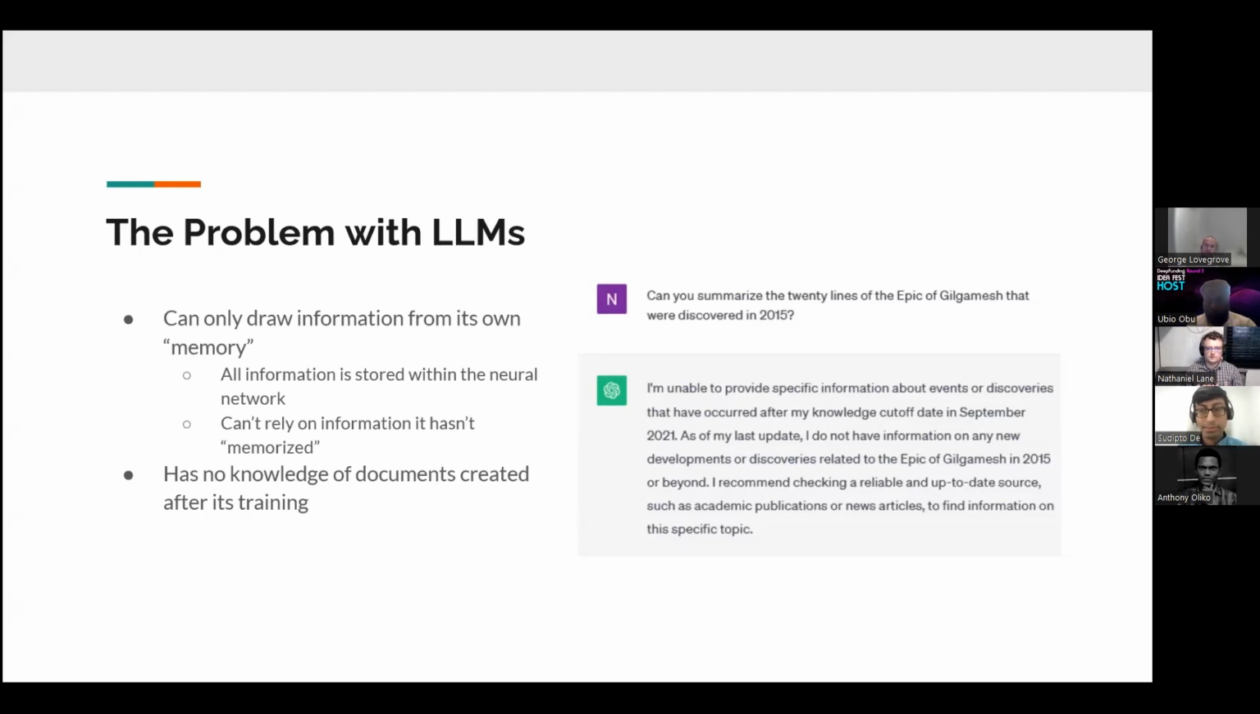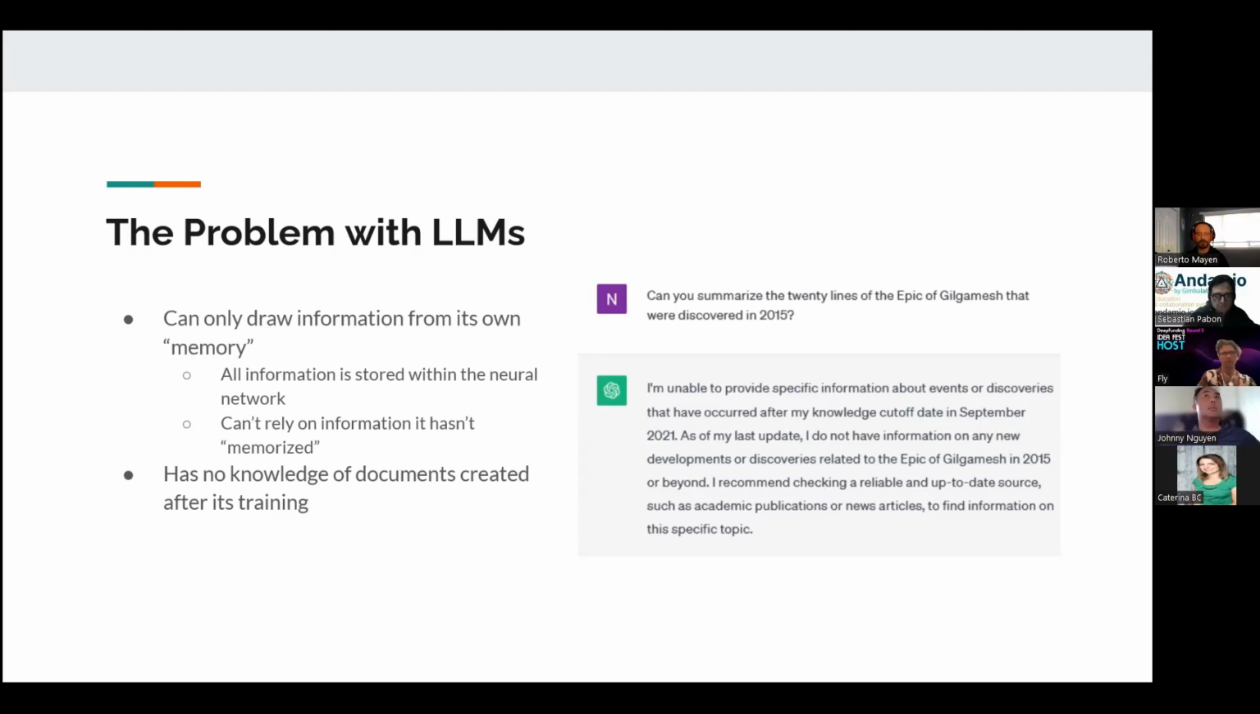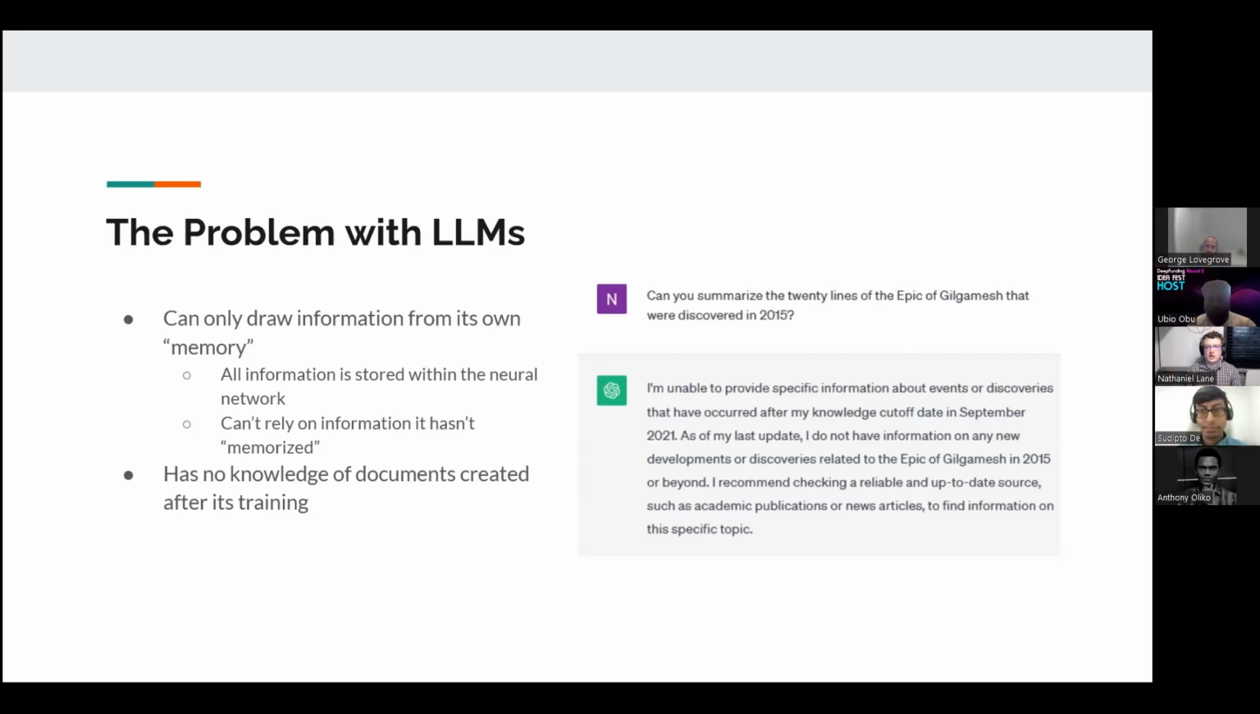So to give a concrete example of why this is a problem, back in 2015, 20 new lines of the Epic of Gilgamesh were discovered. This is a truly foundational piece of literature in human history. It has a strong legacy, and yet ChatGPT is unable to give a summary of those 20 lines. This is a quite important discovery that it had no knowledge of.